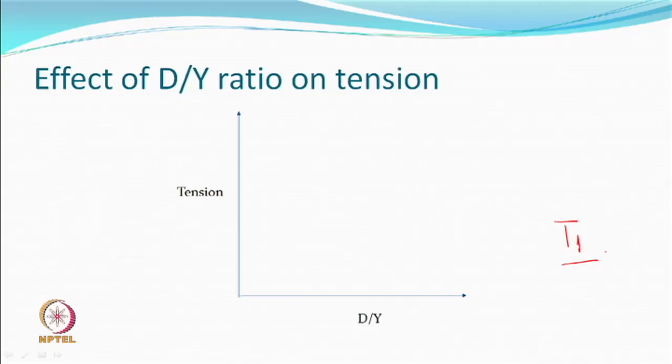You must remember that when we increase the D by Y, we are trying to insert more number of helices per unit length. If everything else is constant, the draw ratio is constant, time and temperature are constant, then what would happen to the T1? Will it increase or decrease? Increase? Right. So, let us say there is some increase in T1.